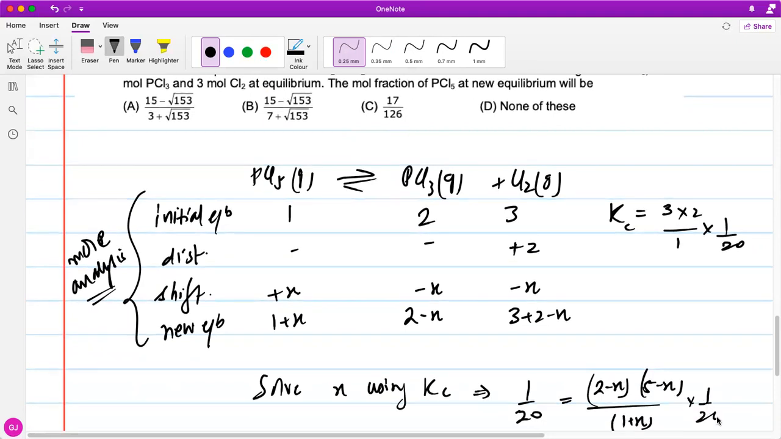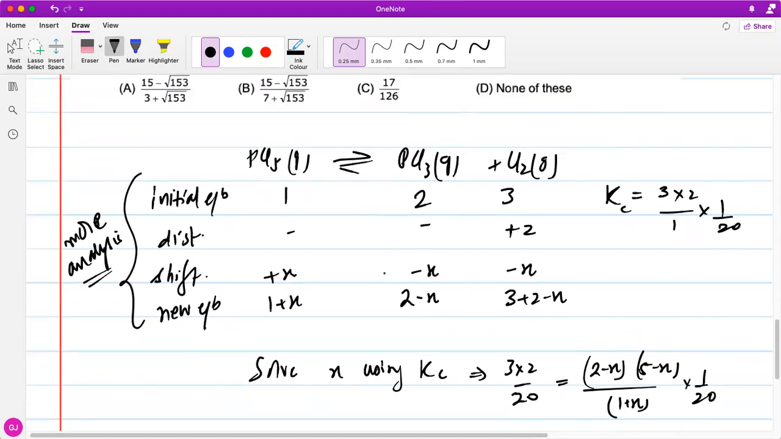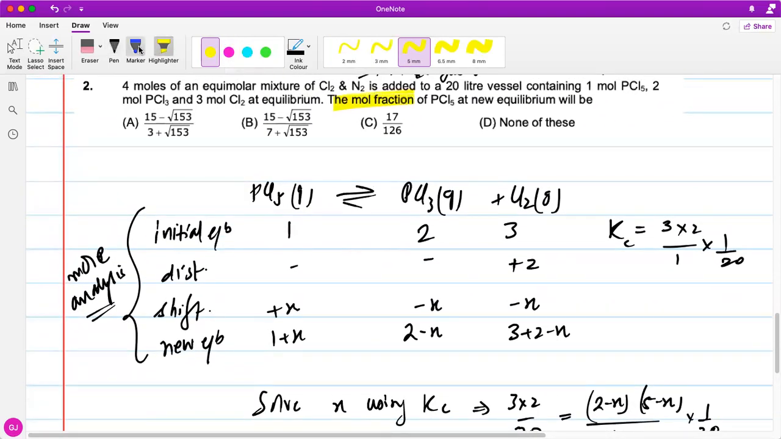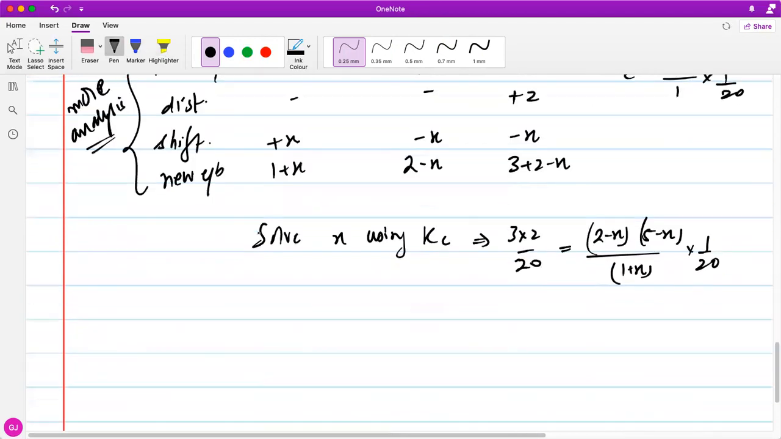And of course, the volume remains 1 by 20. Oh, my bad. I took the wrong value of Kc. Kc was 3 into 2 by 20, right? 6 by 20. So yes, now after solving this, we'll get the value of x and the mole fraction, right? This is where the N2 thing is going to come of use.